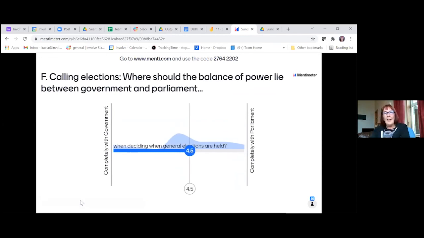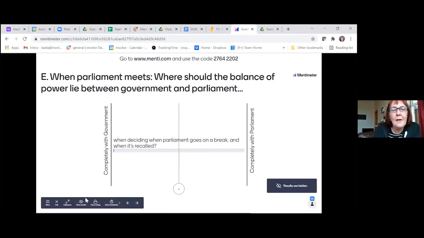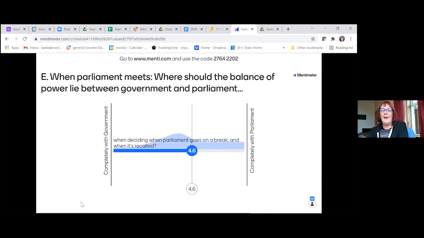General elections, again, we're big, average around the middle, but just slightly moving towards the balance of power lying with Parliament. But again, a range of views right across the spectrum. Again, moving slightly more towards the Parliament side, just over half. If you remember that 4 is our midpoint, we're at just over 4.6. Again, slightly veering towards the balance falling more with Parliament.